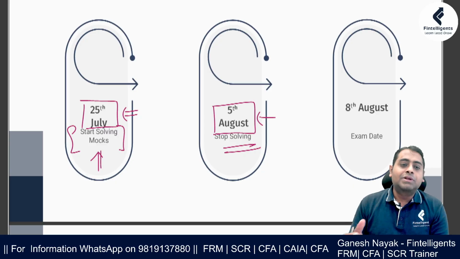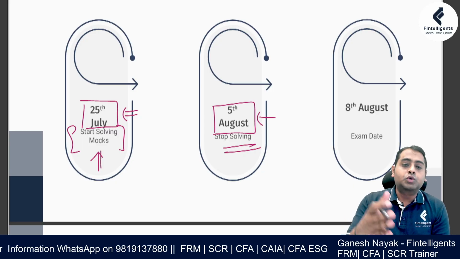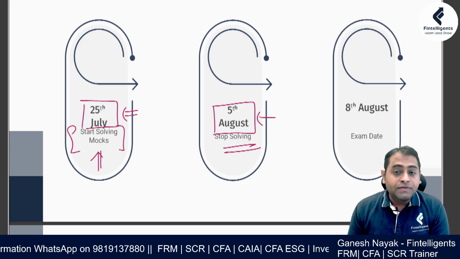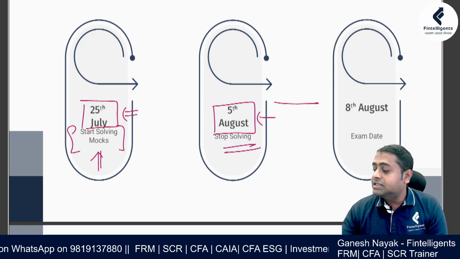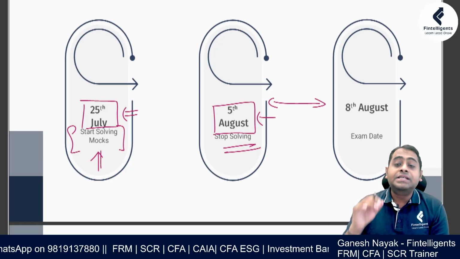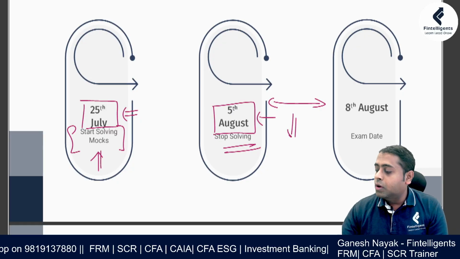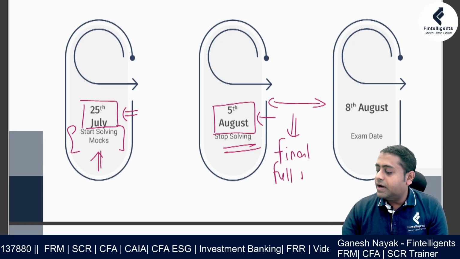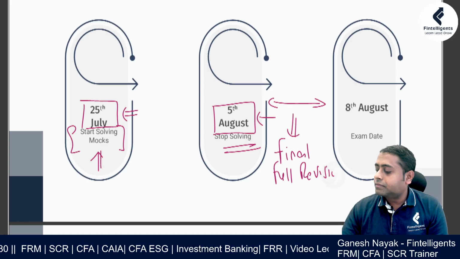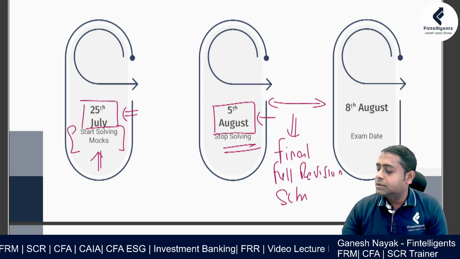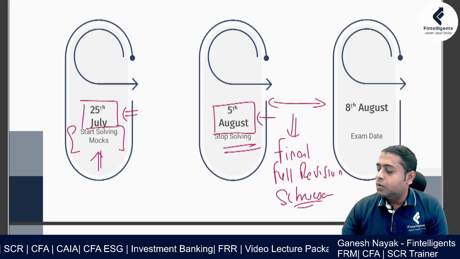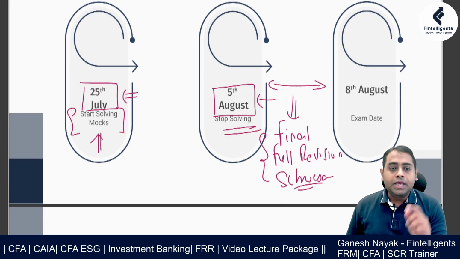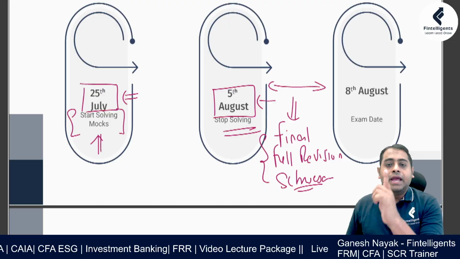So whatever is possible, ideally you should be able to do it between 25th of July and 5th of August. And then in the last 3-4 days, make sure that you do a final full revision from your Swagger books. That should be your approach. So start on 25th of July, end on 5th of August.